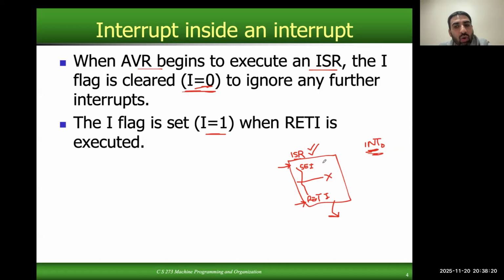So it means that you are saying, okay, I want to serve interrupts even when I'm running the ISR of another interrupt. But then it is your responsibility to write the correct code and take care of handling the nested interrupts. But the default behavior is that whenever the microcontroller starts executing an ISR, it disables the global interrupt by setting I equal to 0. So nested interrupts are by default not permitted.